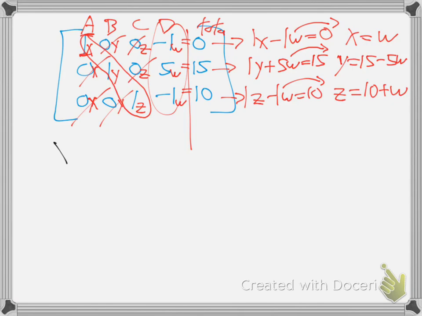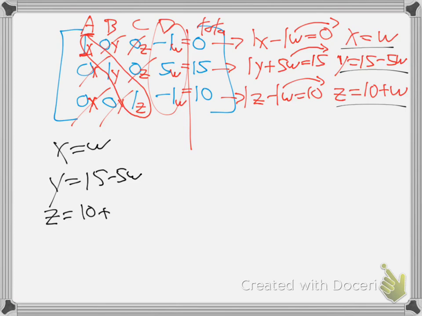So we have X is W. I'm just going to bring these guys down. Y is 15 minus 5W. Z is 10 plus W. Okay, now we're positioned to answer their questions.